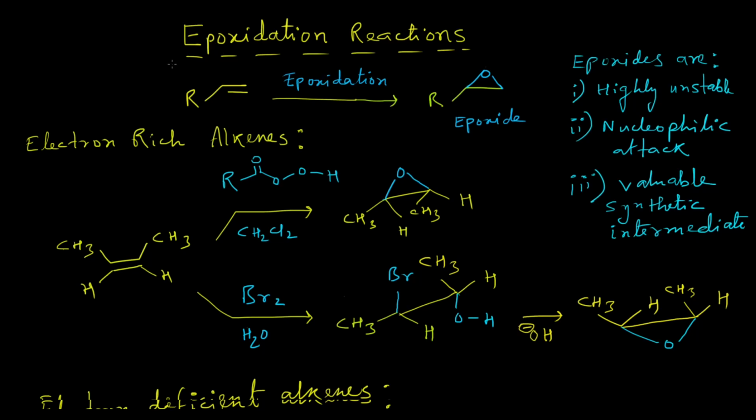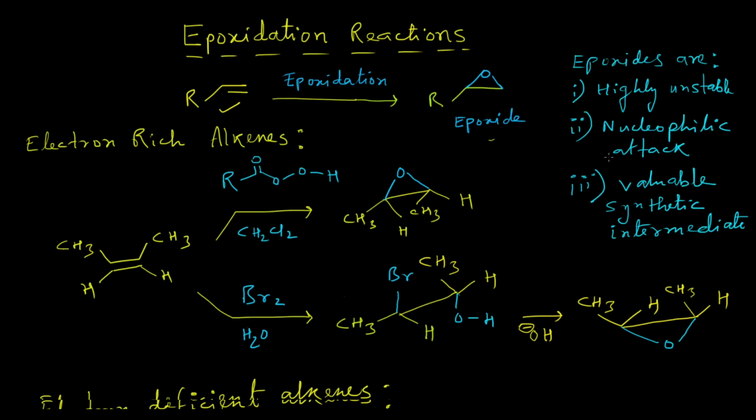Hello guys, in this video we are going to discuss the epoxidation reactions and their detailed mechanisms. First, an epoxidation reaction generally converts an alkene into its epoxide derivative. Being a highly strained molecule, epoxides are very susceptible to nucleophilic attack by different nucleophiles such as OH- or ammonia, thereby forming several epoxide ring opening products.